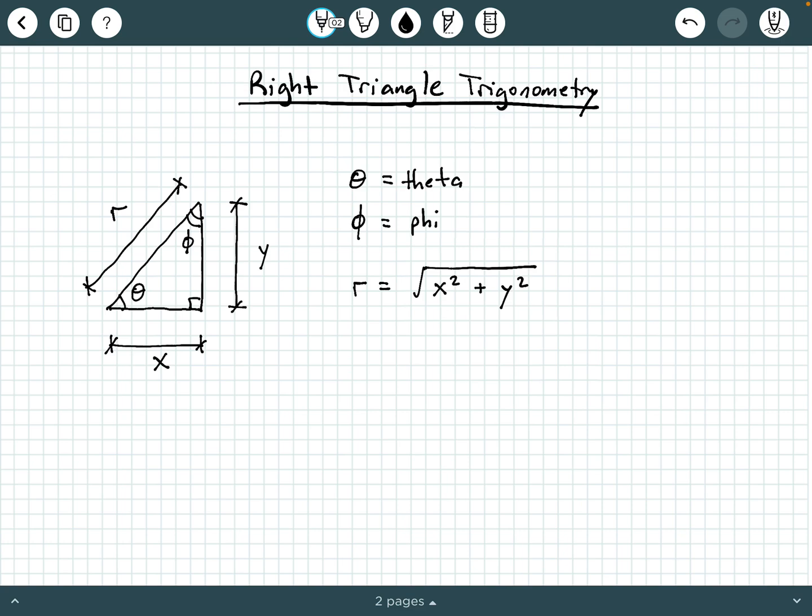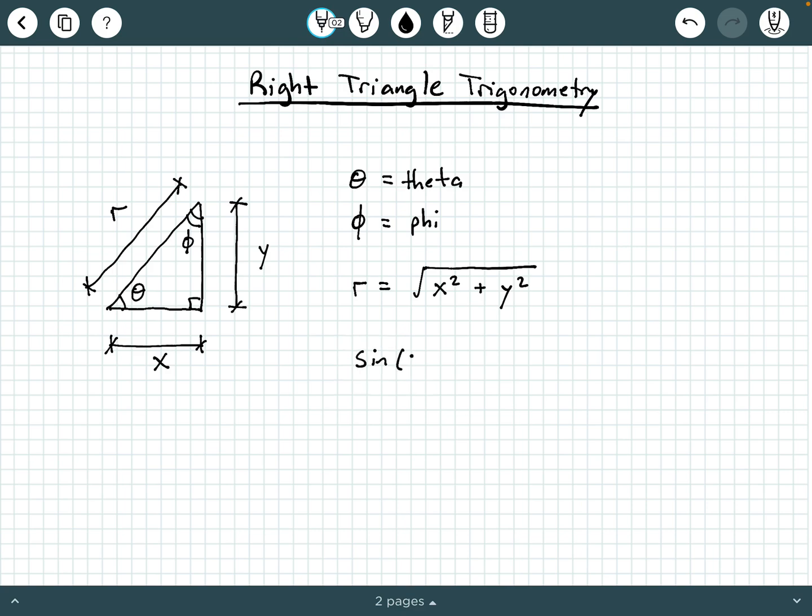Okay, the next thing we need to keep in mind with the right triangle is how all of these sides are related to the interior angles, theta and phi. The first term we're going to define is what's called the sine. The sine of an angle, whenever you have a right triangle, is defined very specifically as the following. So let's write this down.